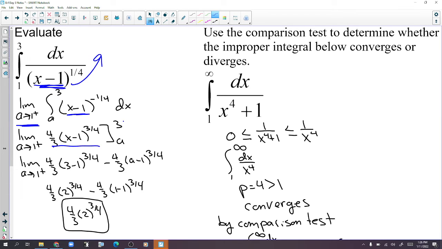There's the integral from a to 3. We're going to plug in 3, plug in a, but a is positive 1. So 1 minus 1, that piece is 0. So we end up with 4/3, 2 to the 3/4.